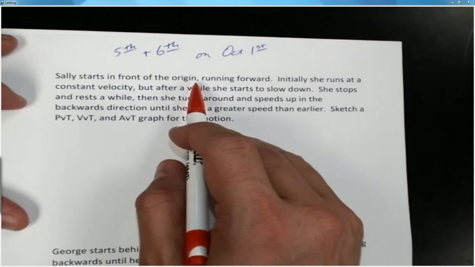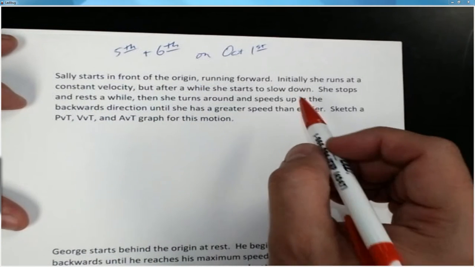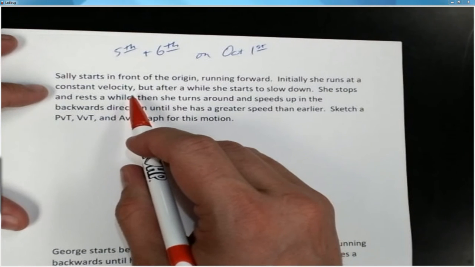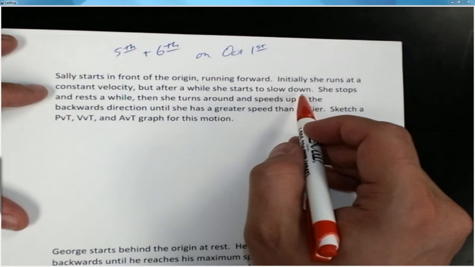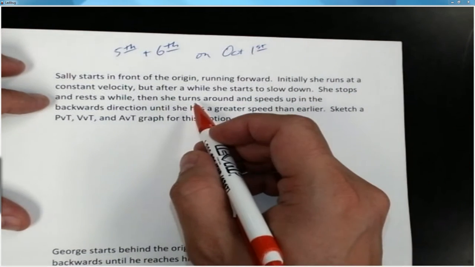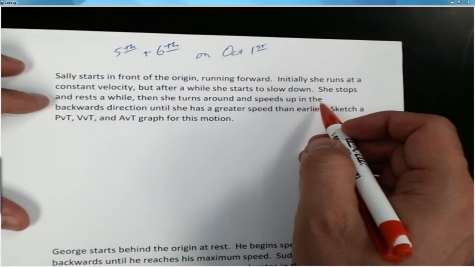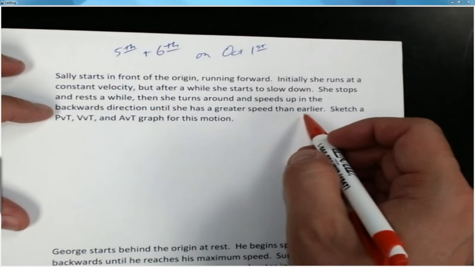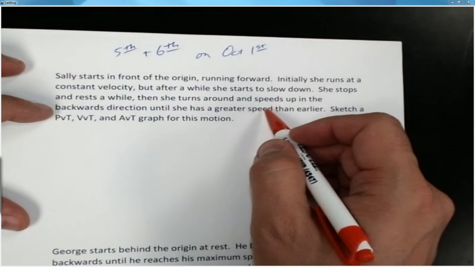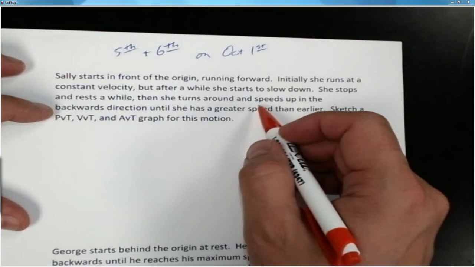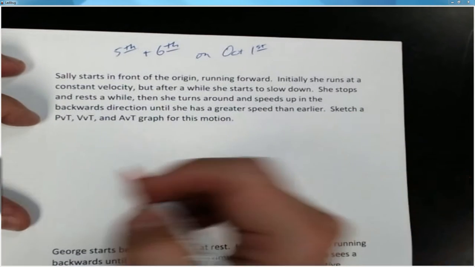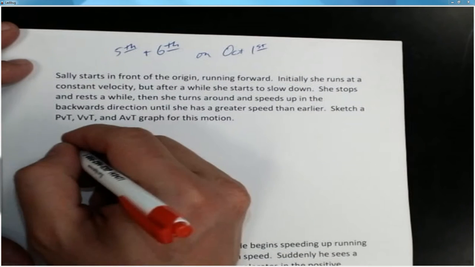Sally starts in front of the origin and she's running forward. Initially, she runs at a constant velocity, but after a while, she starts to slow down. She stops and rests a while, then she turns around and speeds up in the backwards direction until she has a greater speed than earlier. Remember, speed does not have direction associated with it. Speed is how fast you're going, but it doesn't tell you if you're going forward or backwards. So we need to sketch the PVT, VVT, and AVT graphs for this motion.